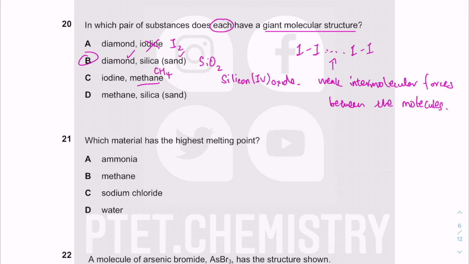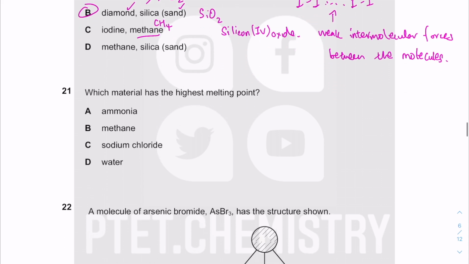Methane is CH4. Well, it's a gas at room temperature and pressure, which is already a gas at 25 degrees Celsius. It already boils below 25 degrees Celsius. It has low boiling point. CH4 has a simple molecular structure. Okay, so CH4 is simple molecular structure. SiO2 has giant molecular structure.